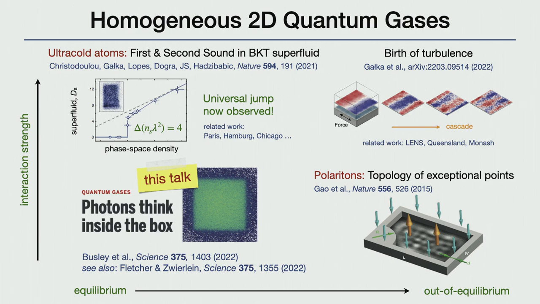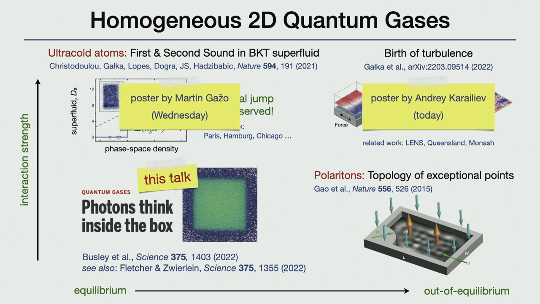And in this work, I will show you that we have now achieved to implement such a uniform gas consisting of photons. And here you can see a density distribution of this gas that we confined in a box trap. Regarding the experiments above, I also would like to mention that you can go to the posters by Martin and Andre and learn more about these studies.